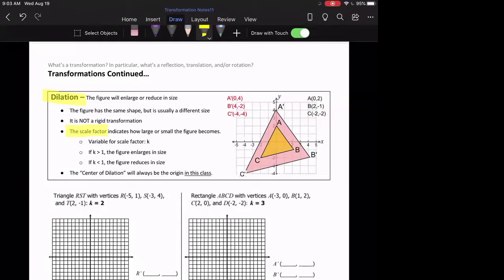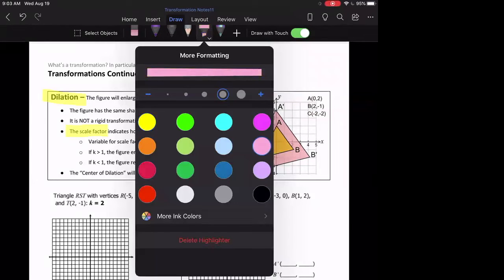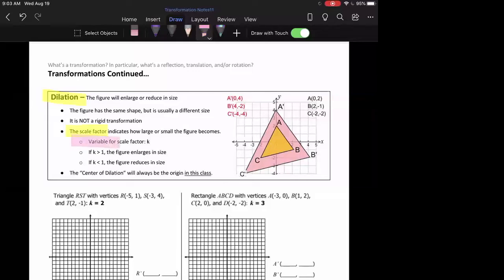Throughout your homework and on your test, the variable for the scale factor is going to be k. That's what we multiply our points by to see what size they'll be. If k is bigger than 1, the figure gets bigger in size. So if we have 2, 3 and we multiply our points by that, it's going to be a bigger figure than the pre-image. And if k is less than 1, the figure is going to reduce in size.